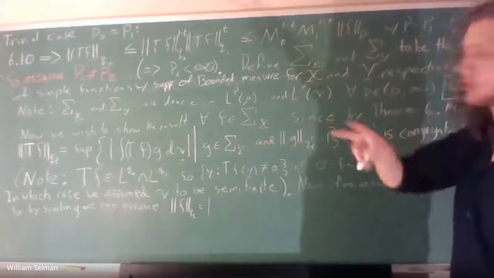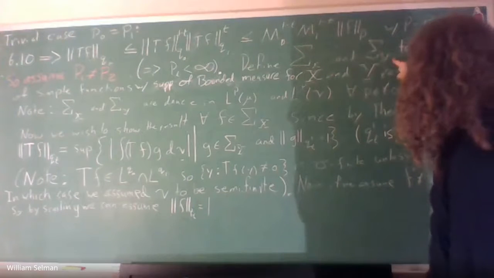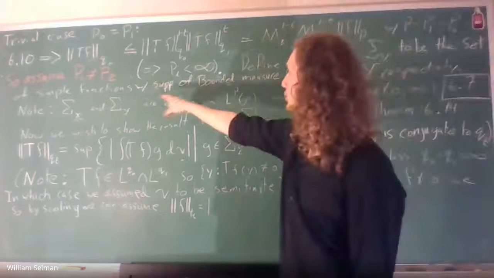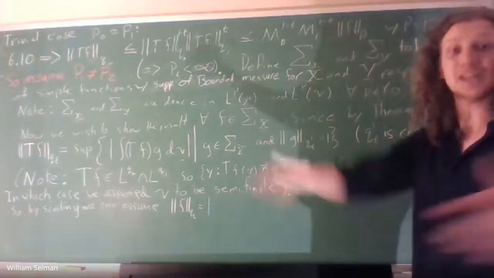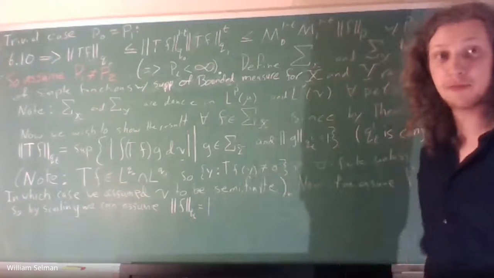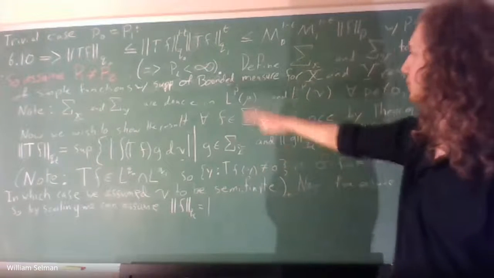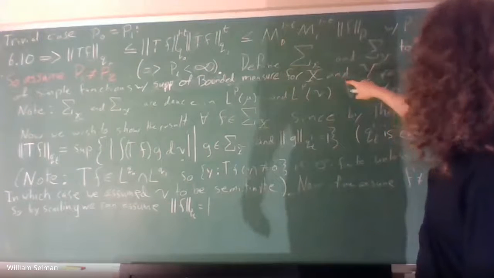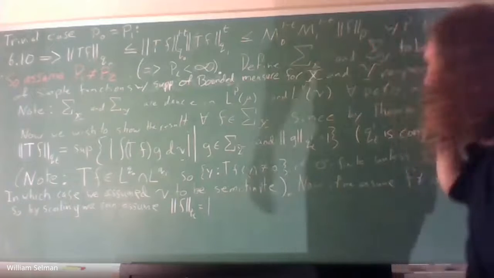Now we're going to define two sets, sigma sub x and sigma sub y, and these are going to be the set of simple functions with support of bounded measure. So in other words, they vanish outside of some finite measure set. So the support is contained within some bounded measure set. And obviously sigma x is that for x and sigma y is that for y.